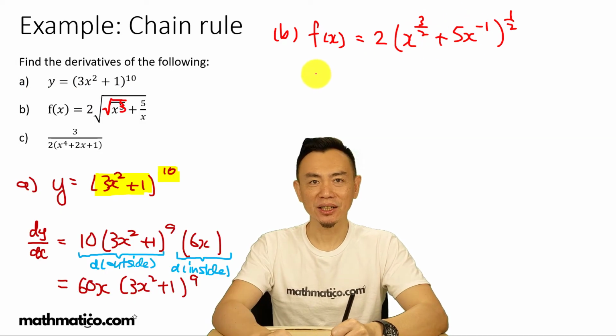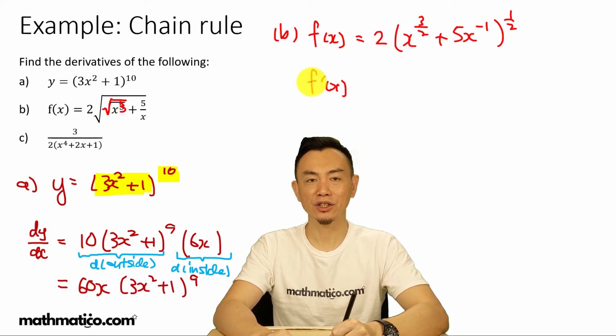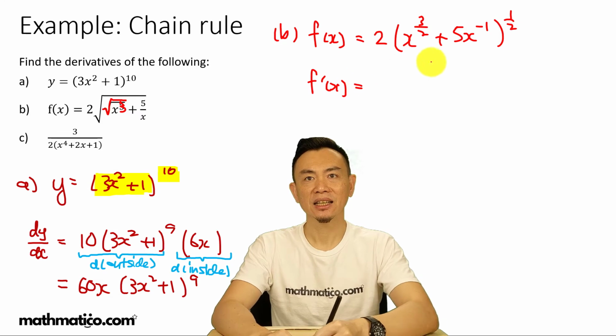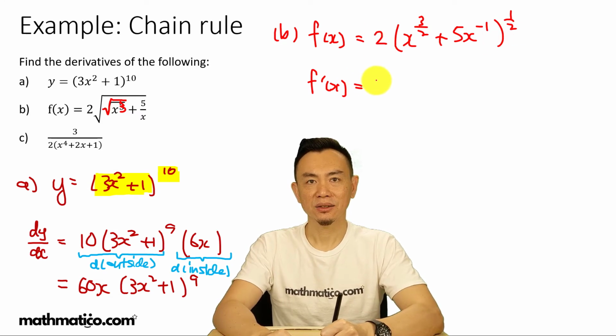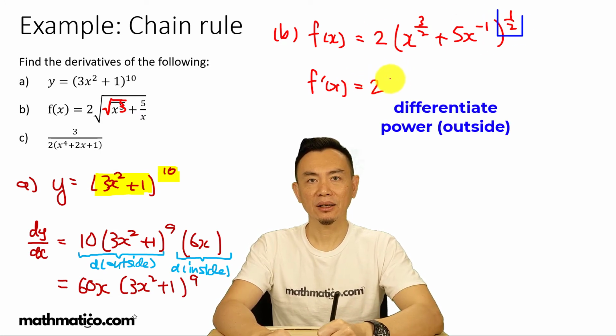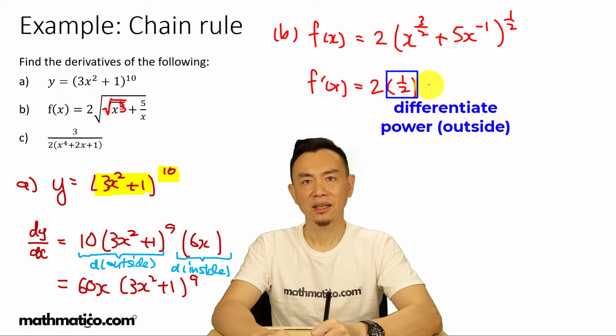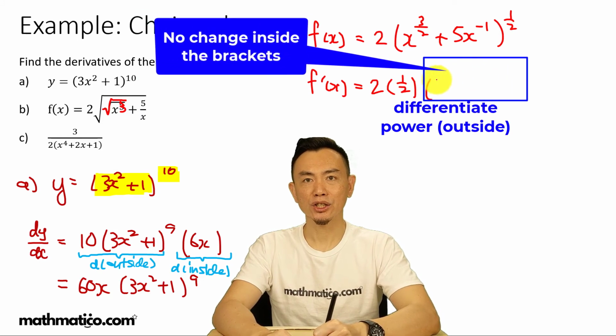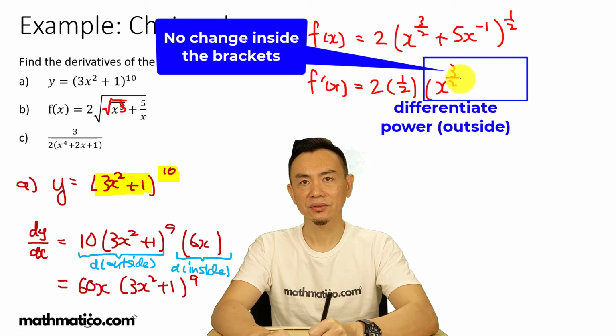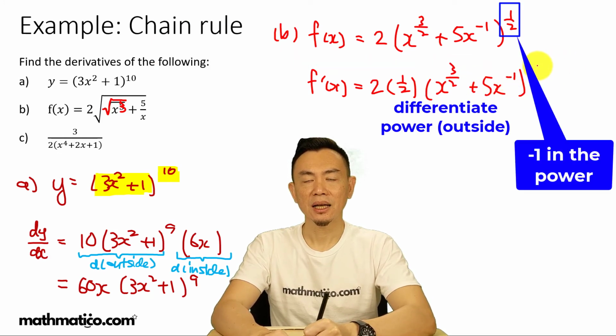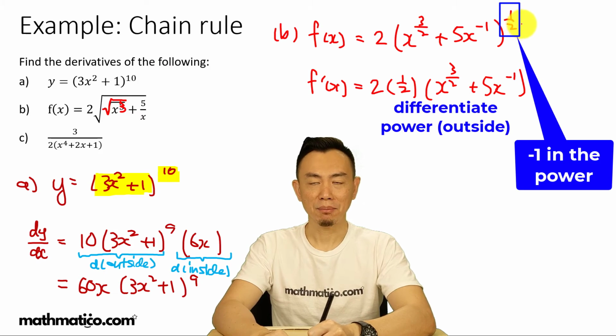Now we're going to differentiate, and we have f prime x. Once I write f prime x, differentiation is being done in this line. You see the 2 here, just leave it. Power bring down, you have times half here. Whatever is inside the bracket, don't change it yet. Just leave it alone. Plus 5x to the power of negative 1, leave it. But this power here will minus 1, so half minus 1 is negative half.